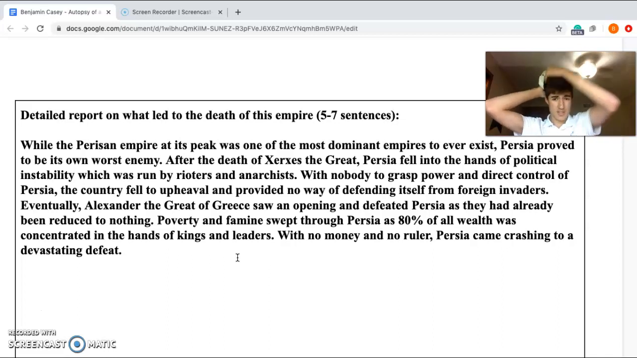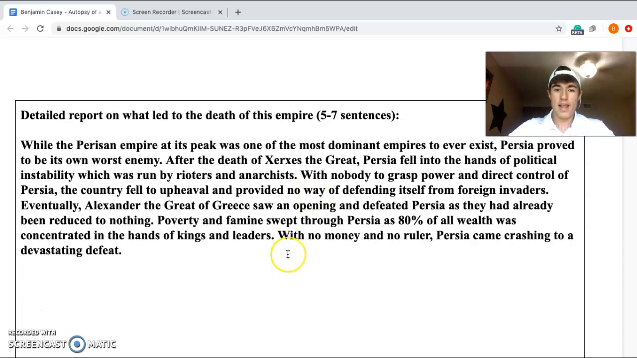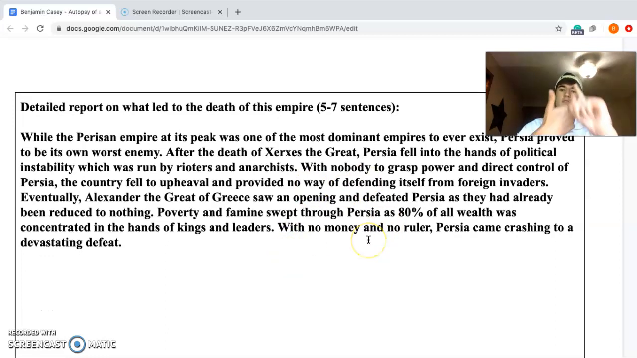So after the death of Xerxes the Great, Persia fell into the hands of political instability. And like I mentioned before, it was overrun by rioters and anarchists, whose only goal was to grab power. And without a central ruler, there was nobody to control the military, and there was nobody to reallocate money. This led to kings and rulers grabbing up all the money, and eventually 80% of all the wealth in Persia was concentrated in the hands of kings and leaders. So clearly the people were not happy about that. Protested, rioted, and Persia was a mess.